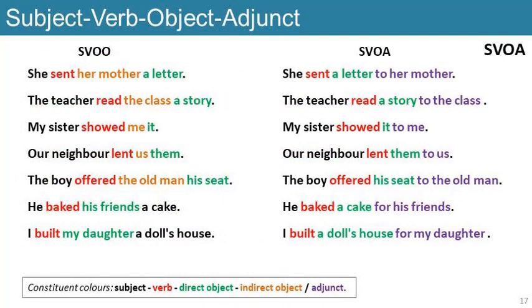The SVOA structure is a very common alternative to SVOO. So, for example, instead of "she sent her mother a letter," SVOO, we have "she sent a letter to her mother," SVOA. And instead of "he baked his friends a cake," we have "he baked a cake for his friends." The slide has other examples of these alternative structures with the same meaning.